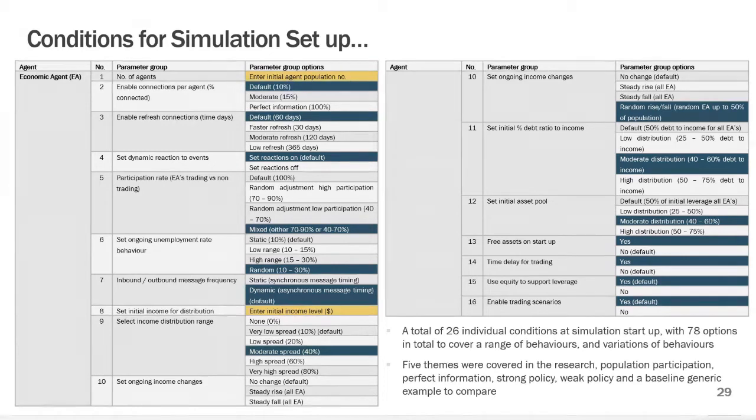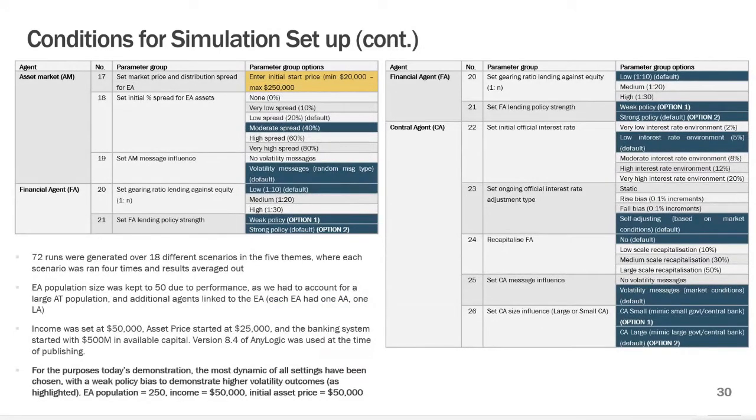The key things I was really looking at in my research, and the outcome I was driving for, is to look at a couple of things. Perfect information, where I assume that if a fully connected population connects together, they know everything about each other and act accordingly. Policy, whether it's strong or weak, and also just a generic example to match against to see whether there are any key deviations that we can learn from. And I ran 72 iterations over 18 different scenarios.